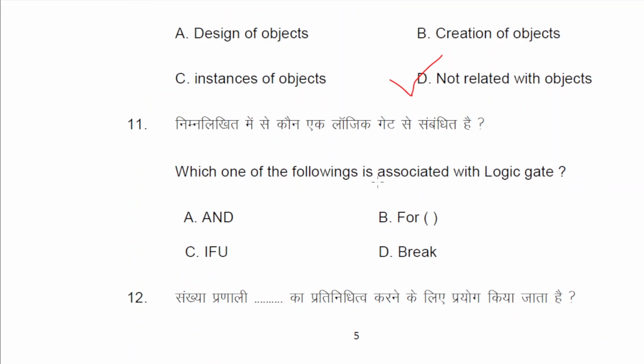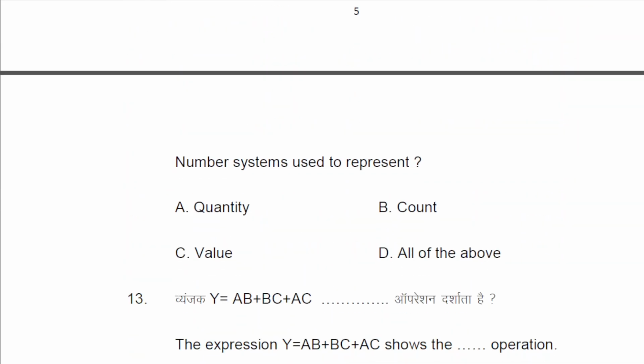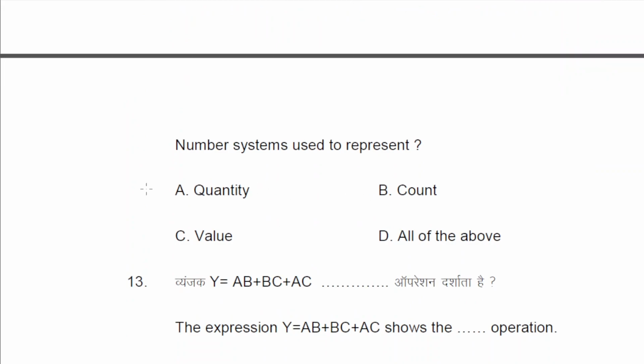Which of the following is associated with a logic gate? We know logic gates: AND, OR, NOR, XOR, we have everything. For loop, break is also used, we are breaking from the loop. So AND is associated with logic gate. Number system used to represent quantity. Answer is this.